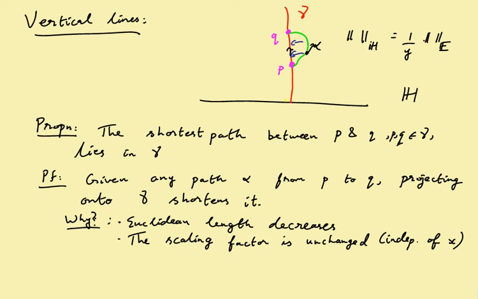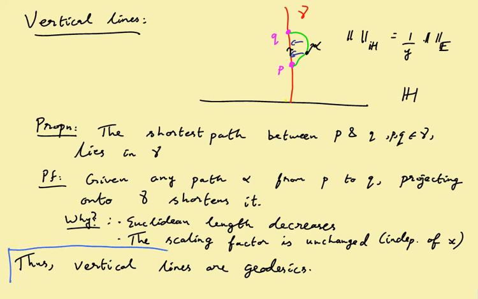Okay, so thus we have a bunch of geodesics. So thus vertical lines are geodesics. Okay, so we have identified a bunch of geodesics. This is the start of our quest. Vertical lines are geodesics. Okay, but note we use 2 points in the argument. One, projection decreases Euclidean length, and second, the manner in which we are projecting, each point is moved to another point at the same height. So the scaling factor is not changed.